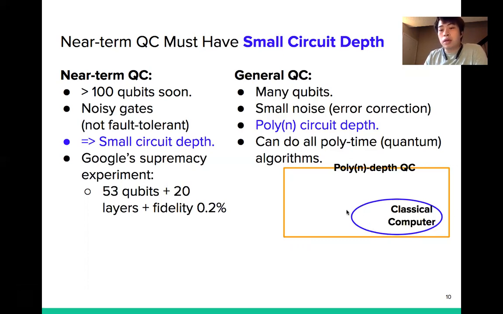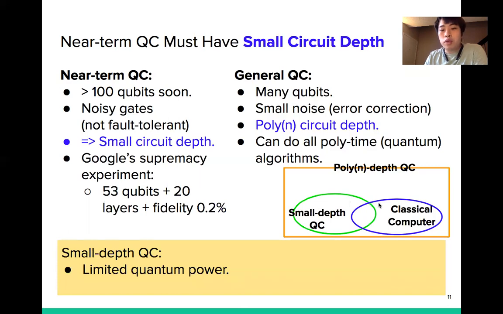And then for near-term quantum computers, or say the small depth quantum computer, because near-term quantum computers must be small depth here, small depth quantum computers only have limited quantum power, so they are in poly-depth quantum computers, and they can solve some problems which cannot be solved by classical computers. But also there are some problems that classical computers can solve, but the small depth quantum computer cannot solve. So they are incomparable.